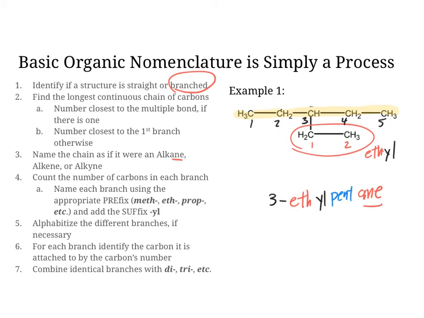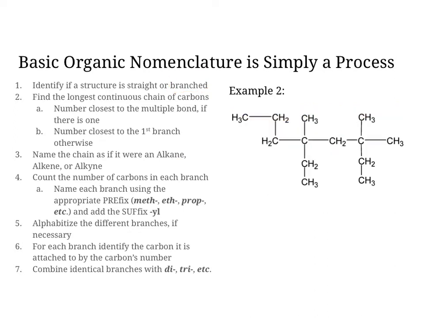It does get a little bit more complicated. There are some other things down here that we didn't touch, and we'll talk about those in other examples as we go forward. So here's another example. This one looks a little bit more complicated. So the first thing we need to do is identify if the structure is straight or branched. I see a lot of things going on here, so the first thing I'm going to do is find the longest continuous chain, and I definitely see that there are branches.